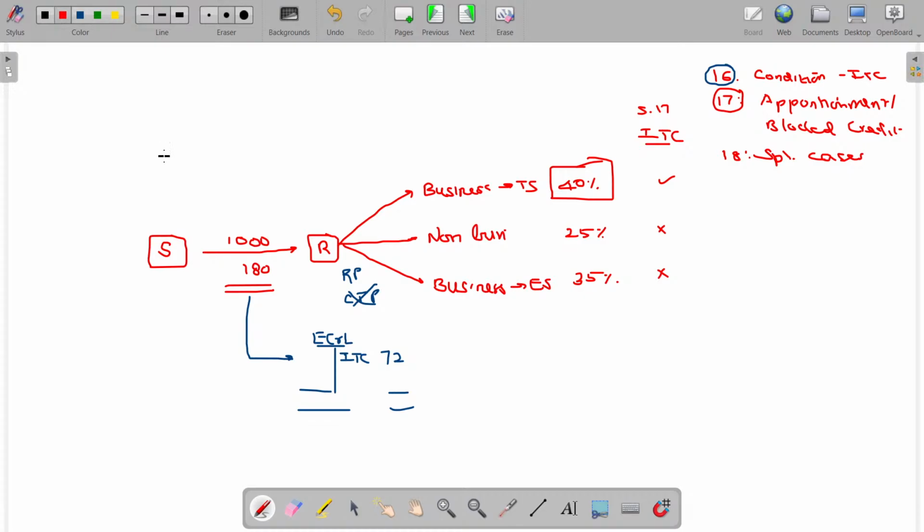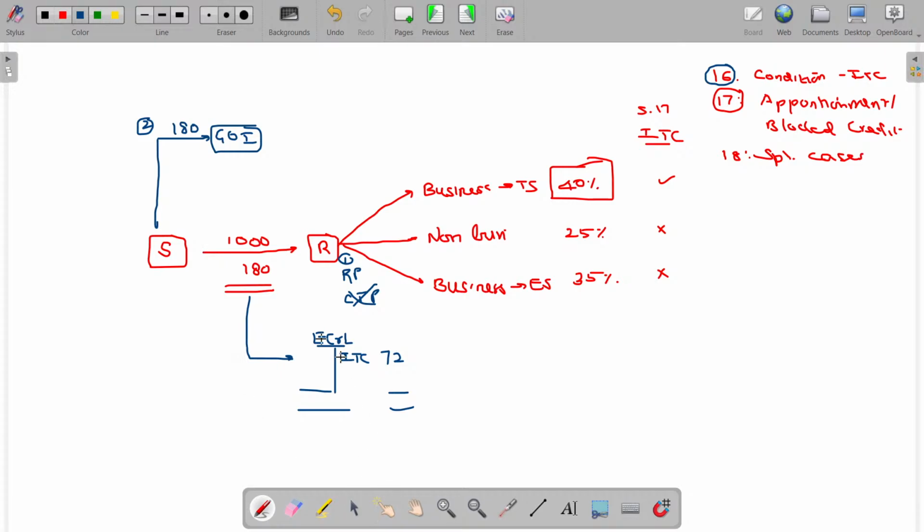Not only that, this supplier has to pay this 180 rupees to the government of India. 180 rupees should be paid by the supplier to the government. So all the marking in blue color represents the conditions. Condition number 1, only for the registered person, this may be automatically credited to the electronic credit ledger. And condition number 2, it should be deposited by the supplier to the government of India.